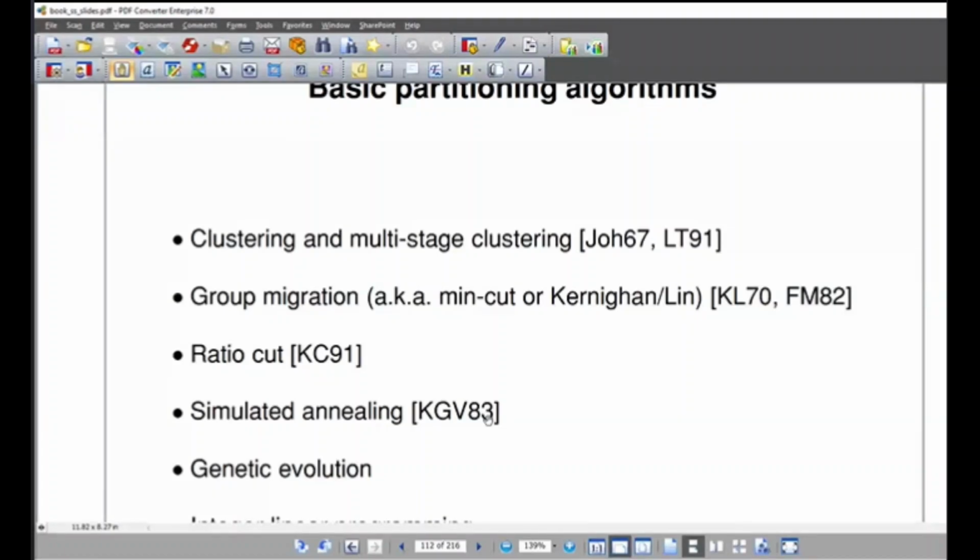So as I said, there are various types of algorithms like the min cut algorithm, which was made by the Kernighan-Lin algorithm, and the Fiduccia-Mattheyses algorithm. Okay, or the min cut ratio algorithm, the simulated annealing algorithm, and genetic evolution, which is also referred to as the genetic algorithm.